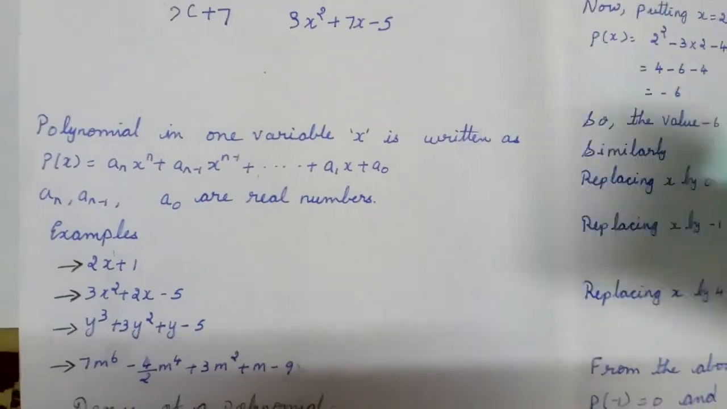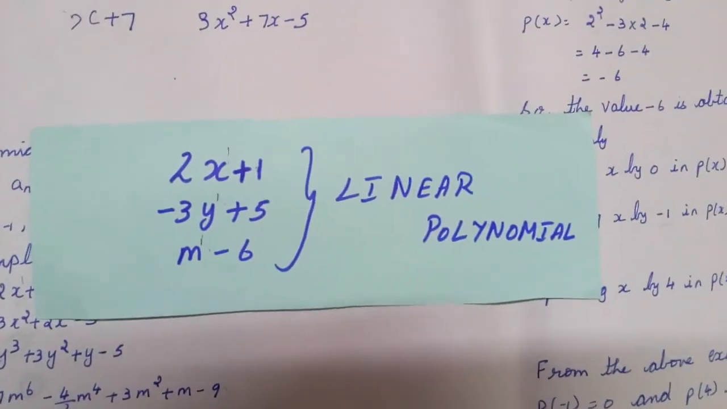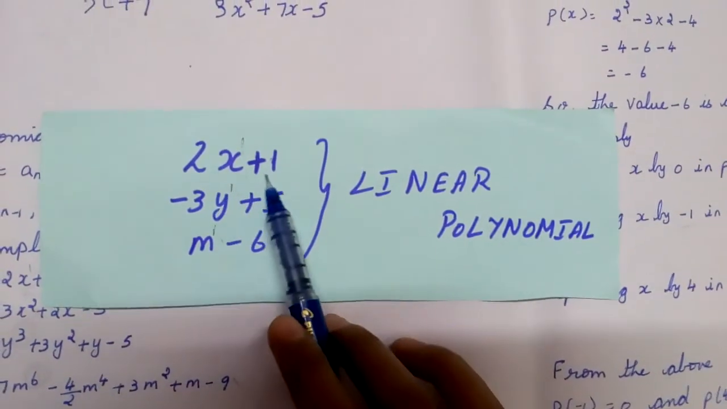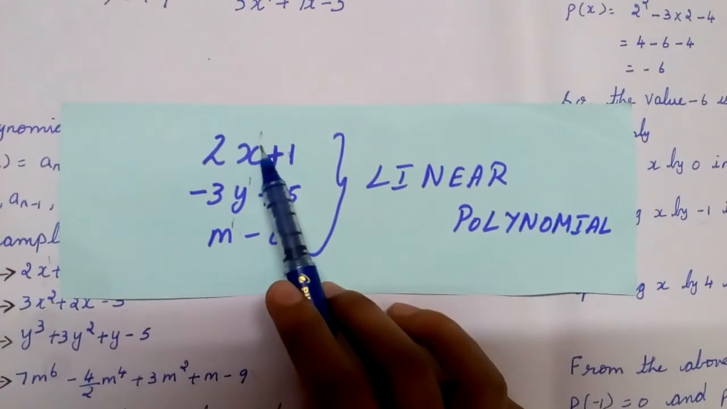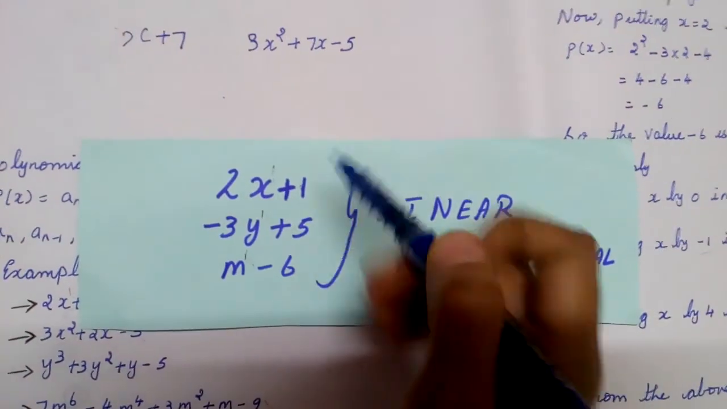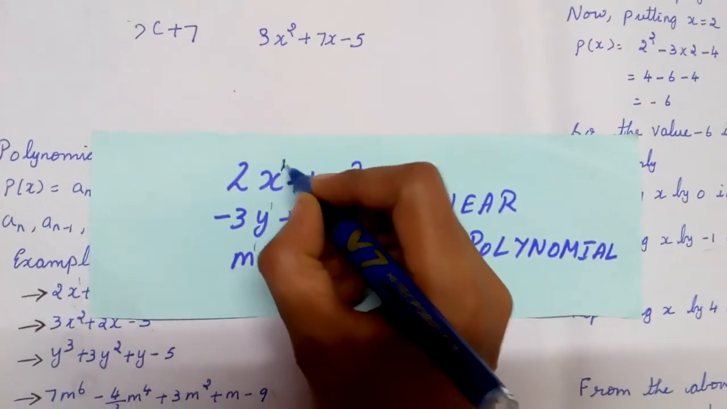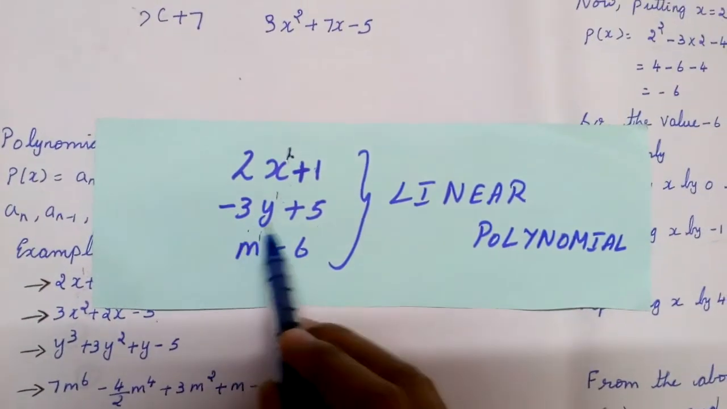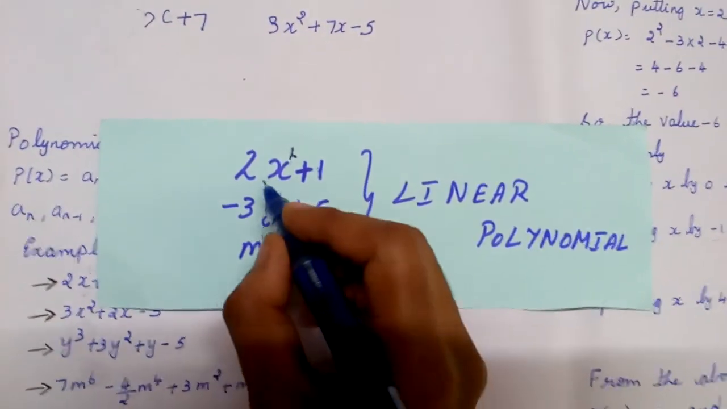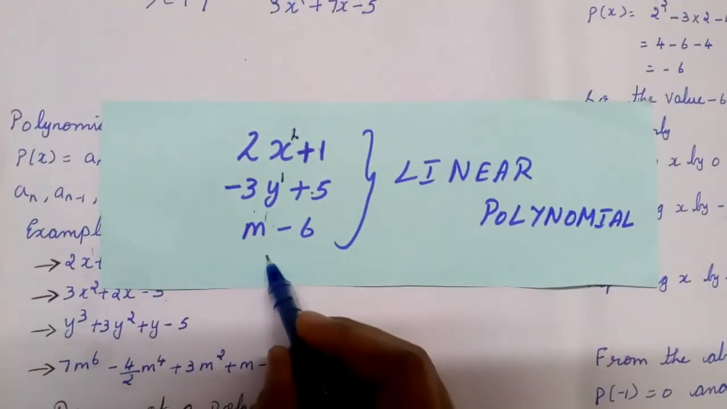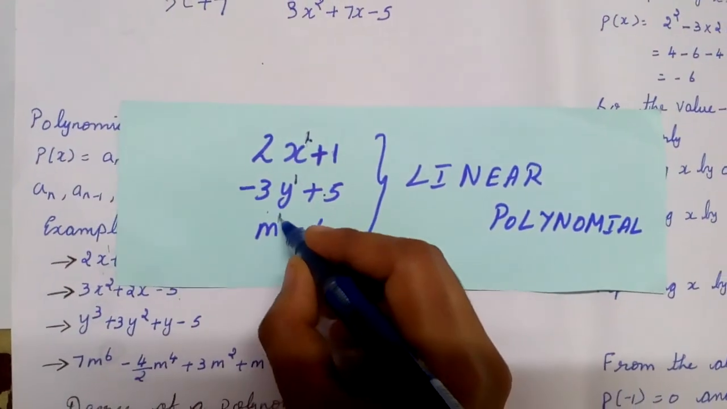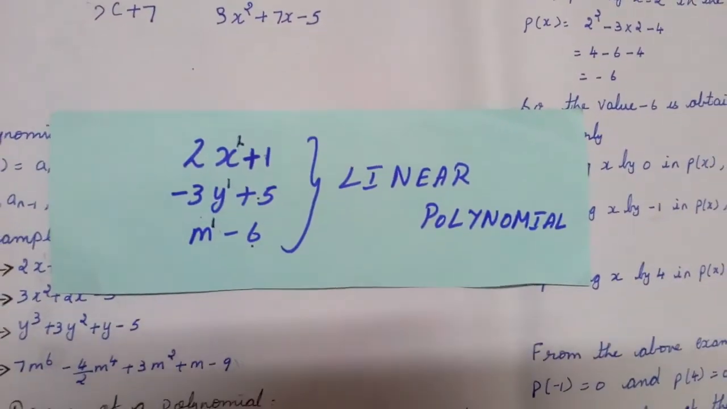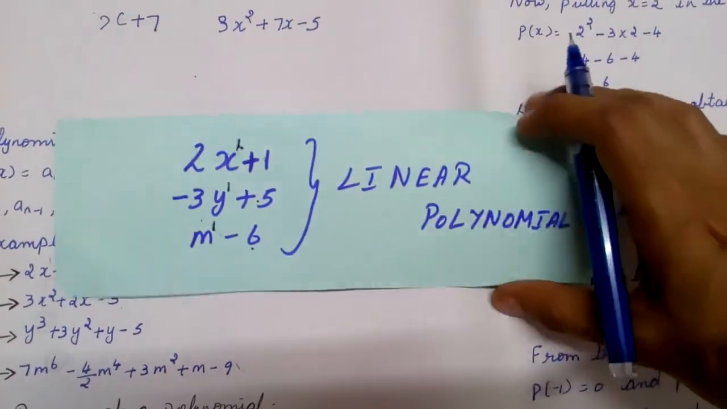Now, the first one is a linear polynomial. Now, just consider the examples that are given here. 2x plus 1. What is the degree of this polynomial? The degree is 1. So, this is a linear polynomial. Minus 3y plus 5. The degree is 1. M minus 6. The degree is 1. So, a polynomial whose degree is 1 is called as a linear polynomial.